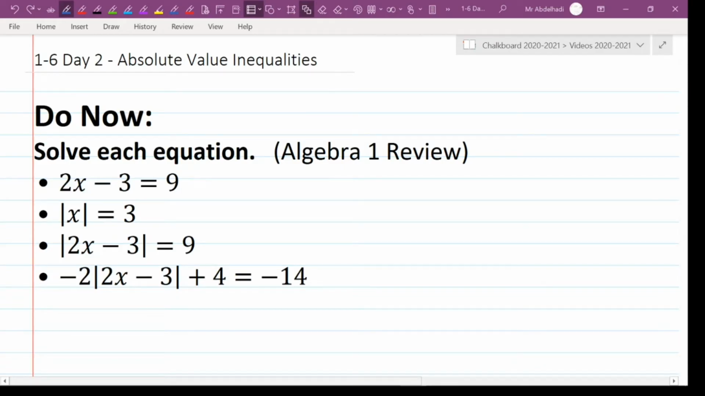Okay, welcome back. Today we're going to be doing day 2 of lesson 1.6, absolute value inequalities. The same as what we did yesterday, except now we're going to put absolute values into them. Before we get started, let's just do a couple of Algebra 1 warm-ups here.